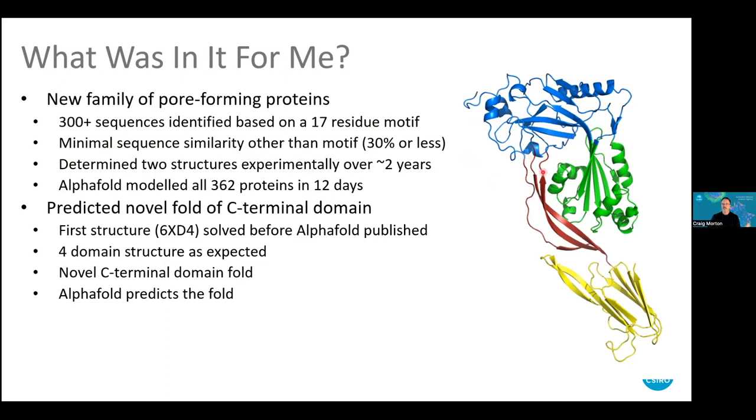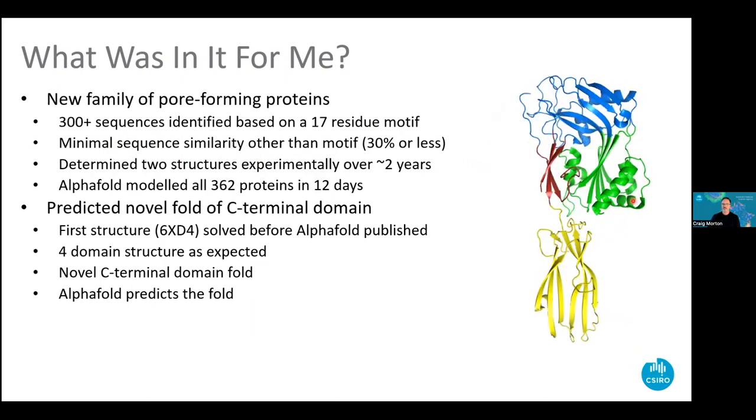So here is one of the toxins we started with, and we use information about this to search for others. One of the structures we got has a related fold, but different enough that you couldn't predict it normally. This is my experimental structure for the protein. AlphaFold predicted all 362 sequences we'd found in 12 days. This was when AlphaFold had only been out for a little while, and I set this up and ran them all through. So that's about 11,000 times faster at getting the structures.